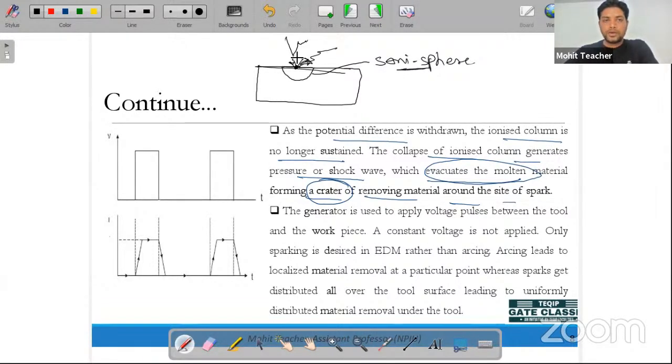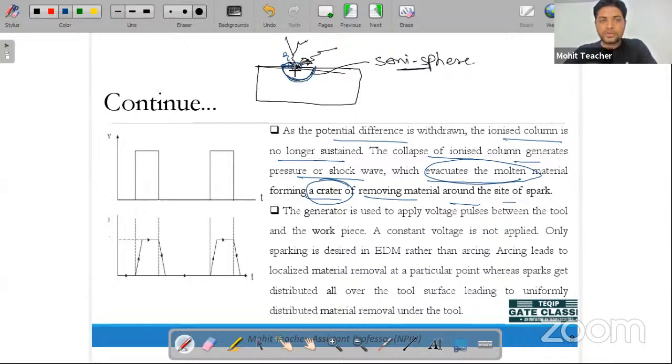Now what that means is, wherever the spark is generated here, the radius here, this radius is throughout, if we assume that this radius is small r, the small r is the radius throughout on this workpiece.